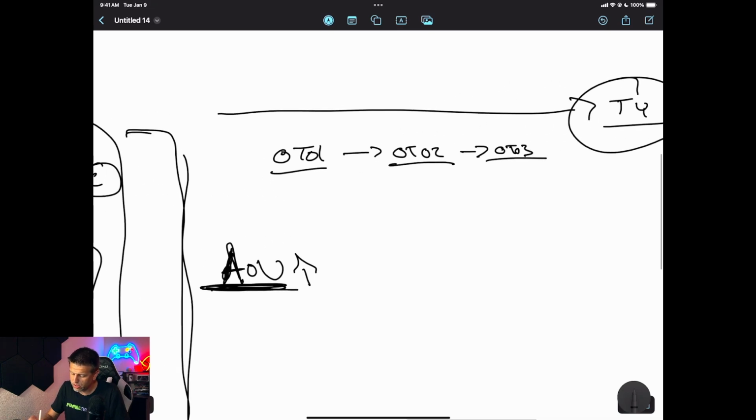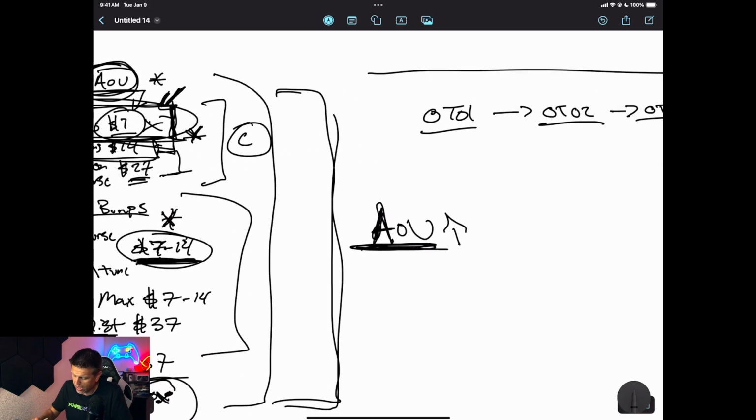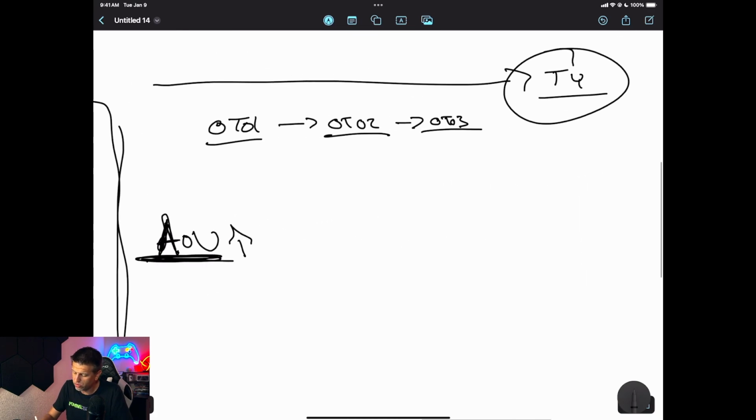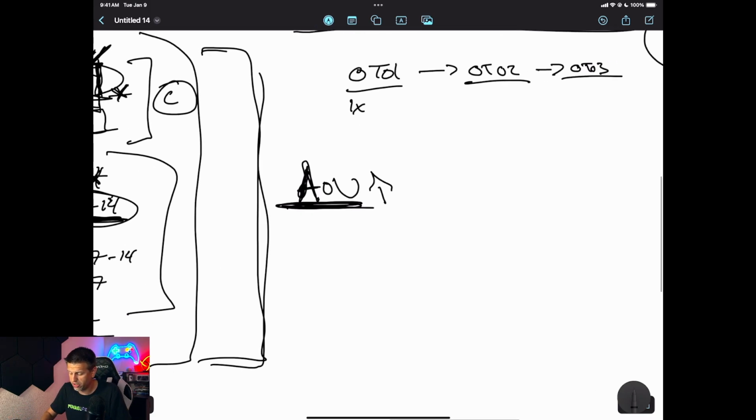If you have a little bit more time, then maybe build the second product. Maybe build your first OTO. Put the thing together, get it launched. Just get it launched. That's the key.